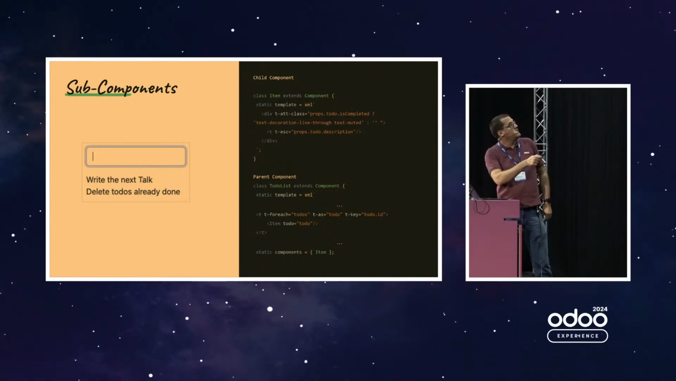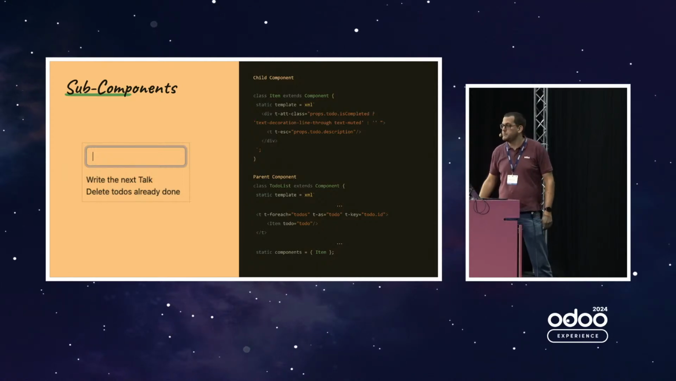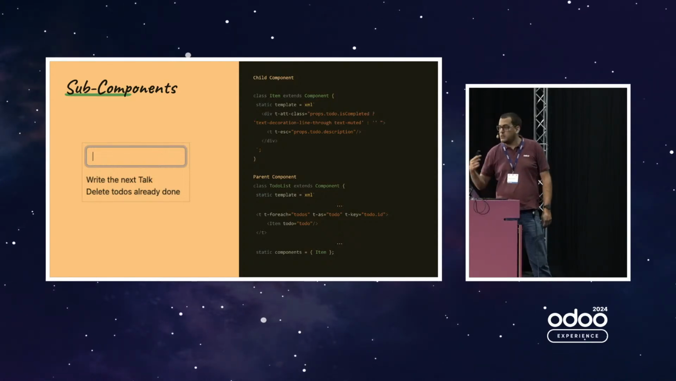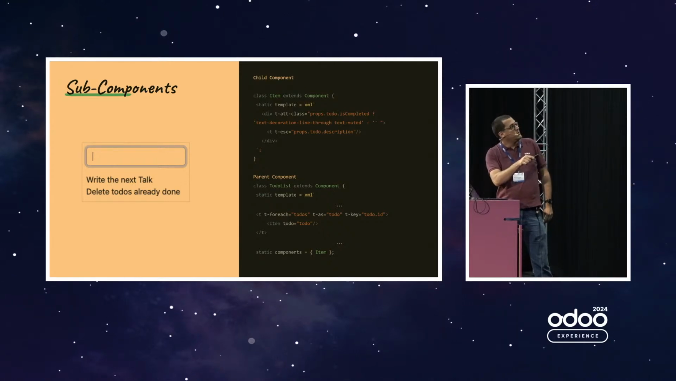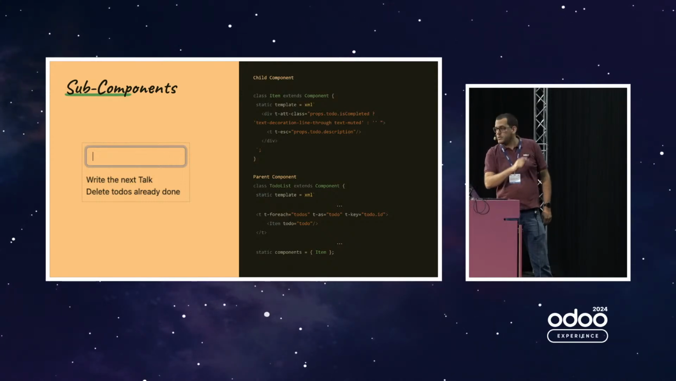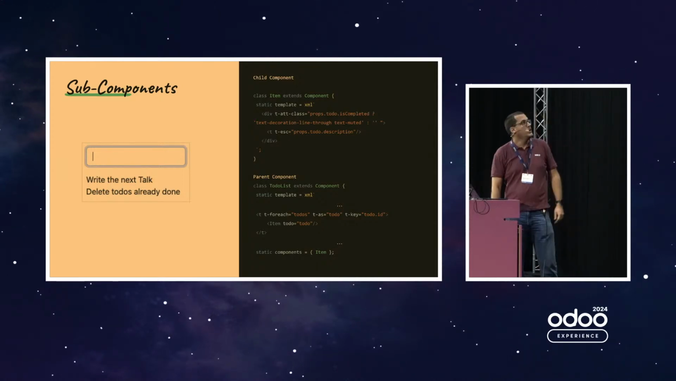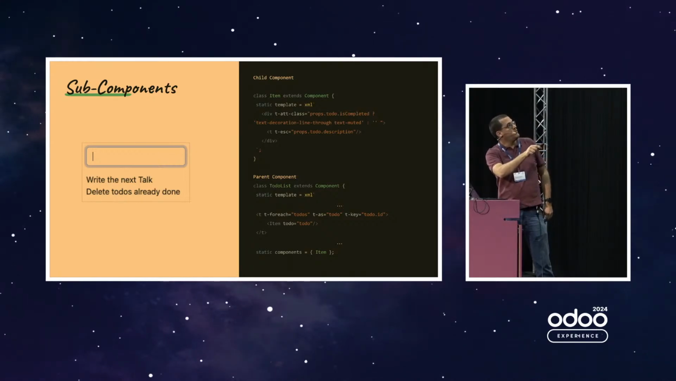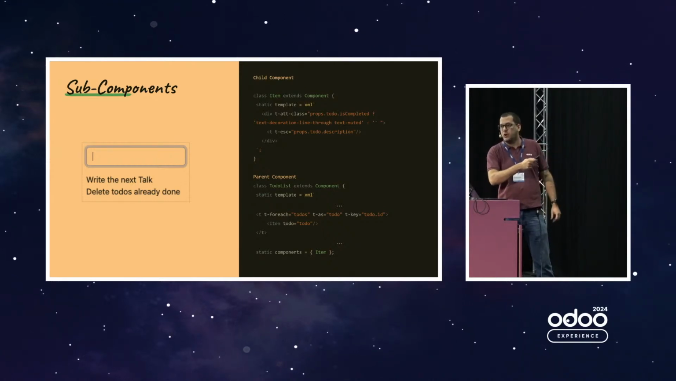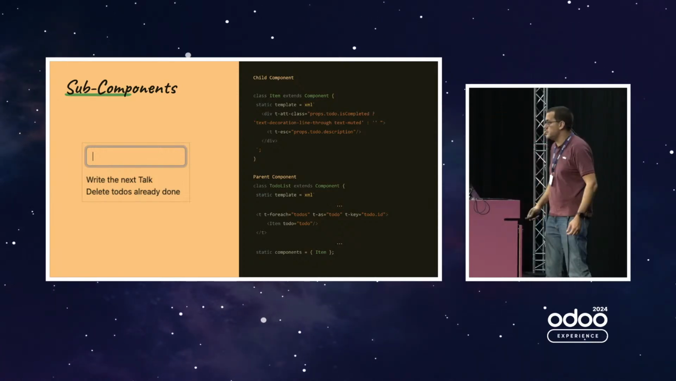And in the parent component, you just need to use Item in the XML like it was a tag. It always starts with uppercase. And in the JavaScript part, you need to add the components that are used in the template of the parent component in the static components element. Like that, everyone knows which component needs to be rendered. And in that case, we can see that we give the props to-do, the item of the list, the object to-do, to the Item component as an attribute in the XML.